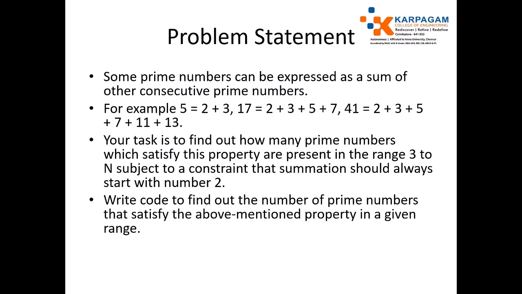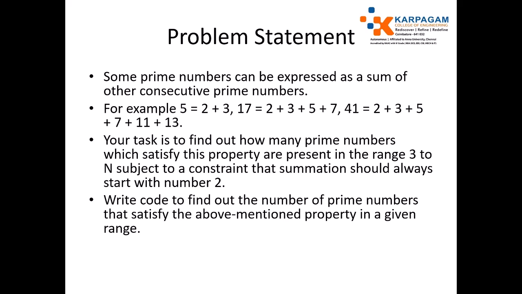Read the problem statement. Some prime numbers can be expressed as a sum of other consecutive prime numbers. For example, 5 can be expressed as 2 plus 3, 17 can be expressed as 2 plus 3 plus 5 plus 7, 41 can be expressed as 2 plus 3 plus 5 plus 7 plus 11 plus 13.